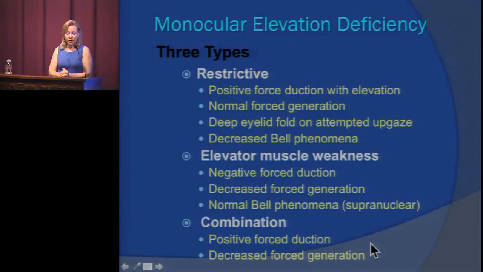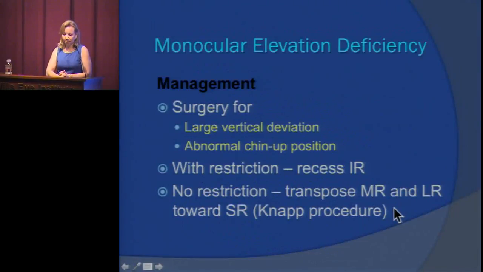With an elevator muscle weakness, there'll be a negative forced adductions, okay? There'll be decreased forced generations because of the paresis of the muscles, and they'll have a normal Bell's phenomenon because it's of a supranuclear origin. Or you could have a combination of both of those, where there can be positive forced adductions and decreased forced generations, depending on what the pathology is.